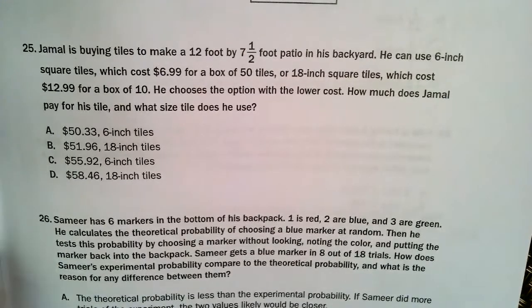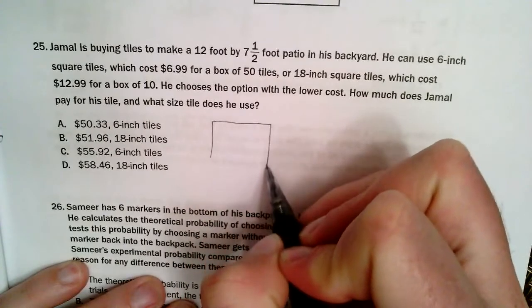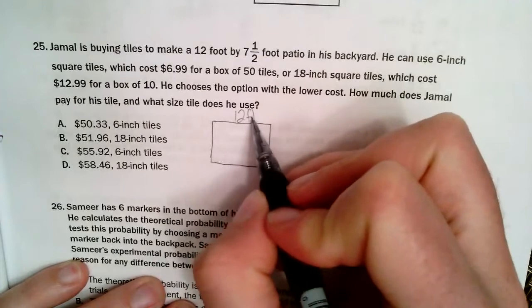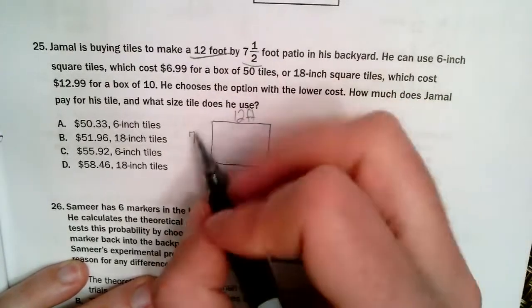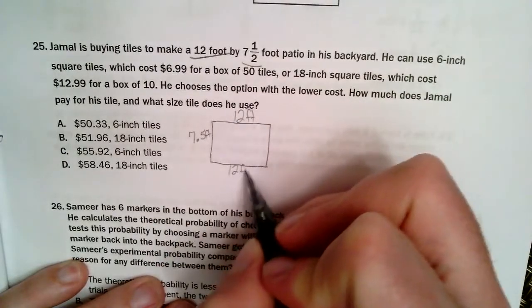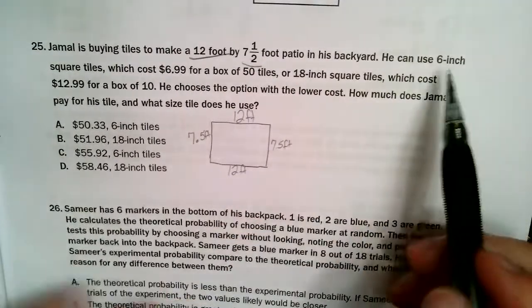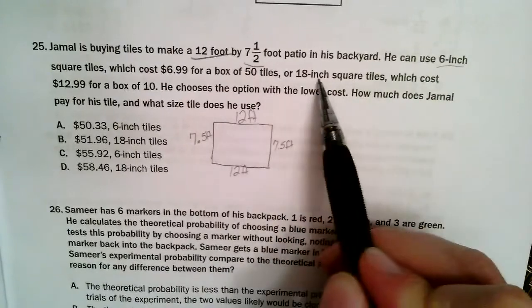Okay, so the first thing I'm going to do is draw out my patio. I'm going to make a rectangular patio here. And it's going to be 12 feet by 7.5 feet. And I'm going to change 7.5 to a decimal, just because it's a little bit easier to work with. Now all of my square tiles are in inches. Okay, 6 inches and 18 inches.